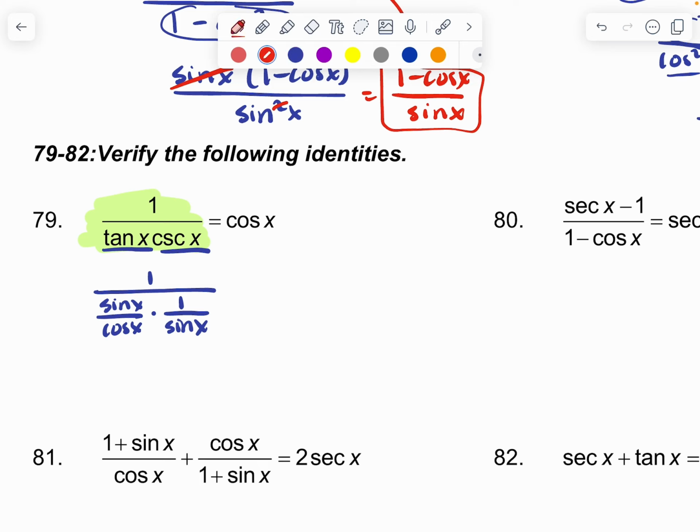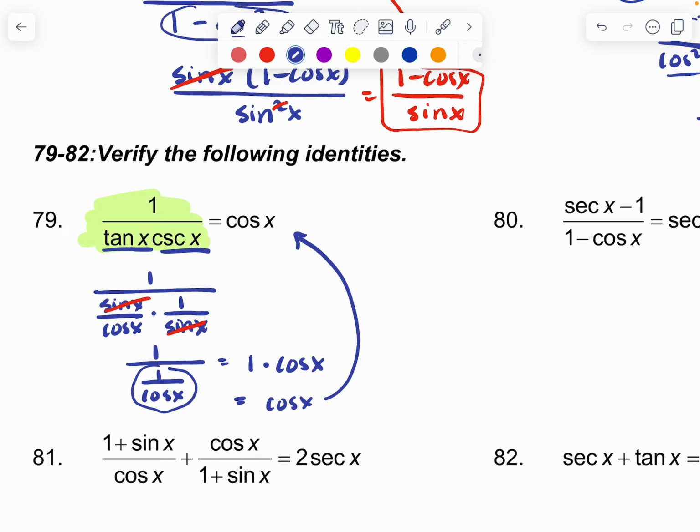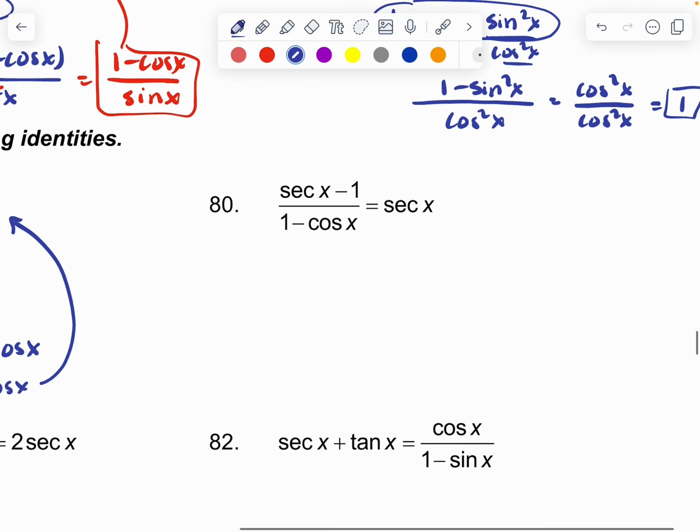Okay, again, you guys, these guys cancel. So I'm left with 1 over cosine of x. But when I'm dividing by a fraction, I'm actually multiplying by the reciprocal. So the reciprocal of 1 over cosine is just cosine, and 1 times cosine is cosine of x. So I got my answer. Okay? And then the last one, sorry about the long video.